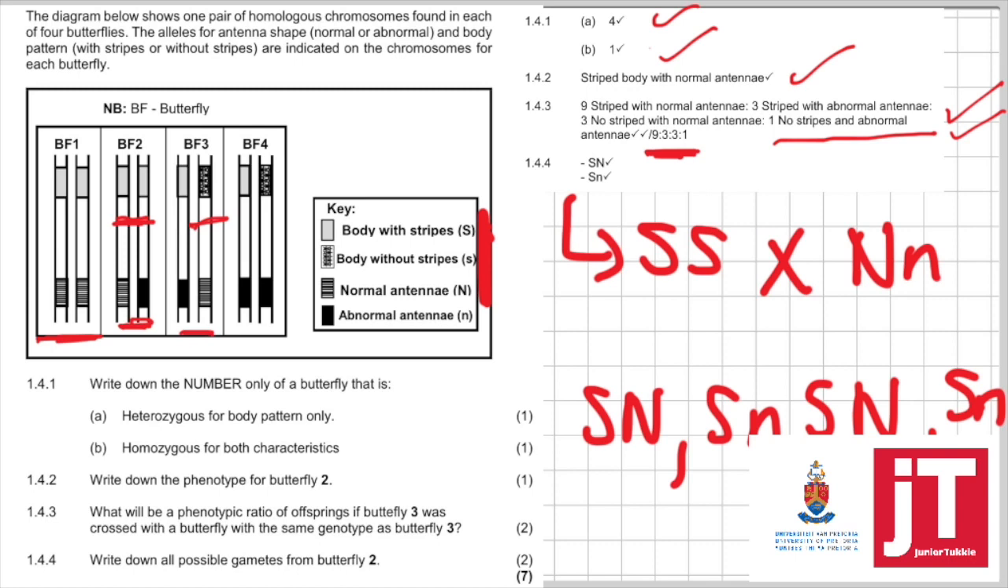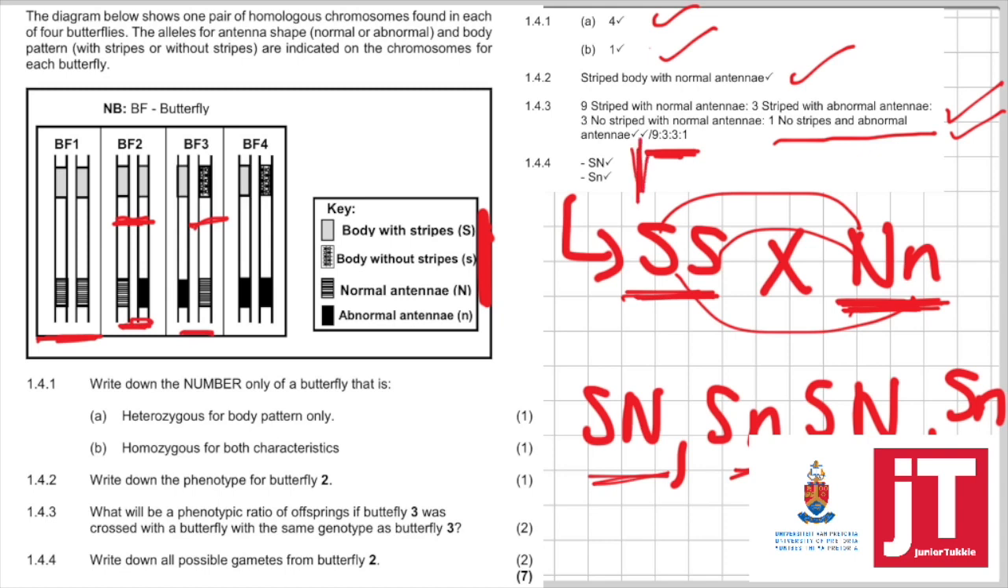1.4.4. Write down all the possible gametes from butterfly 2. Now butterfly 2, I wrote down here, is big S, with heterozygous for N, for antenna. So how do you work out your gametes? First, outermost, innermost, and last. And so there's your two gametes, S big N, S small n.